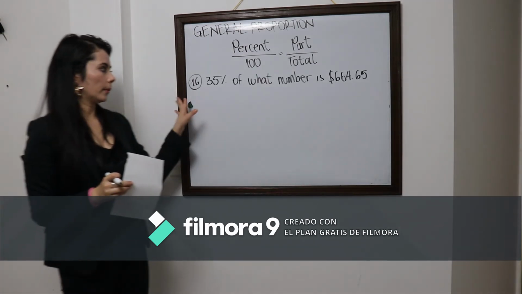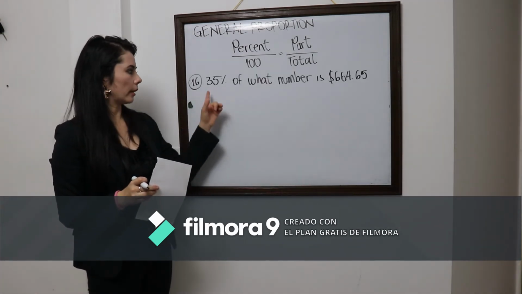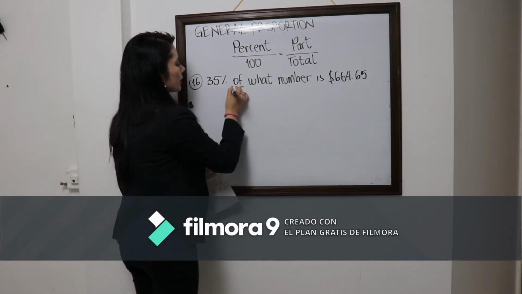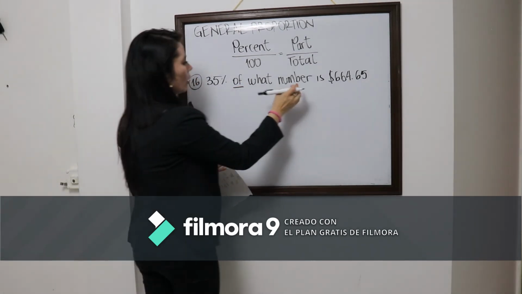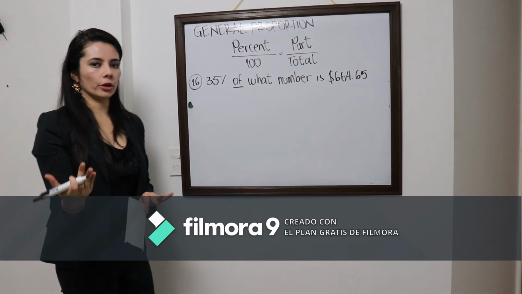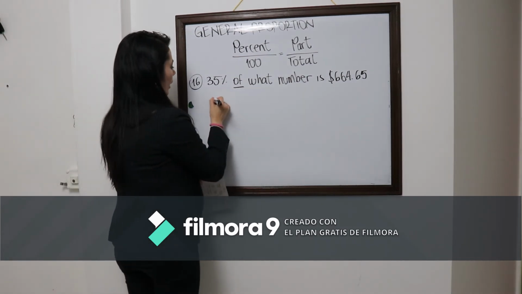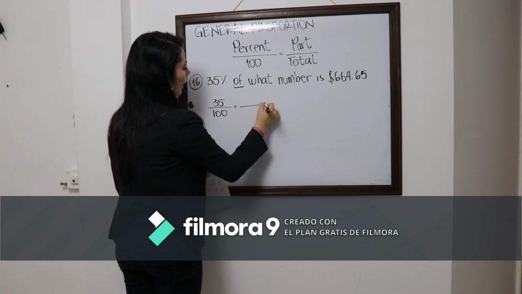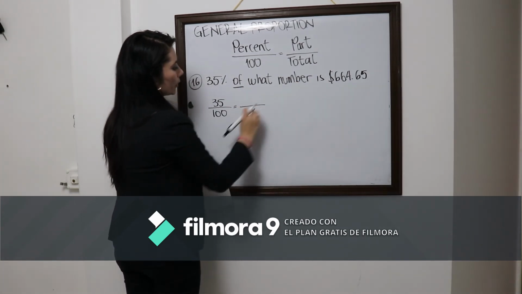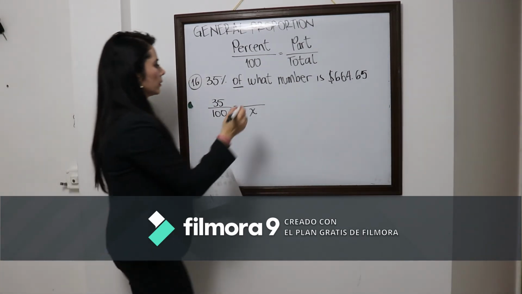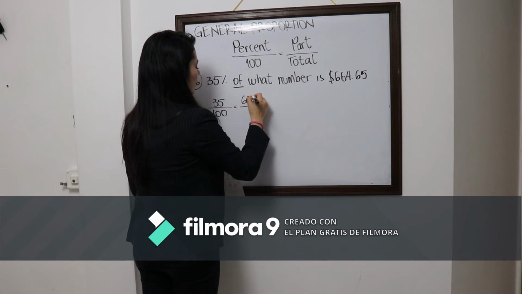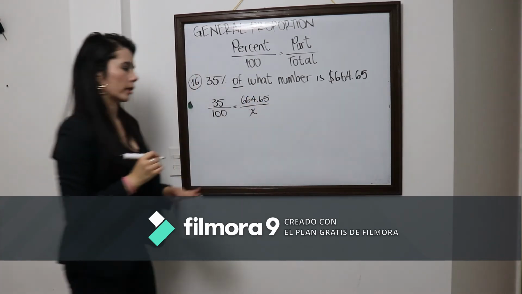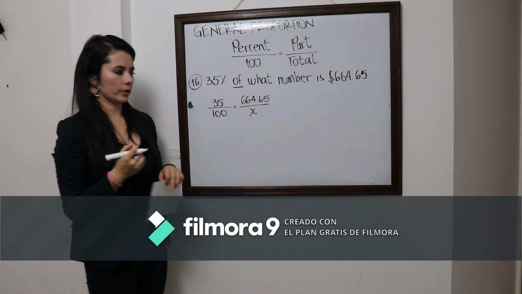Now let's work at number 16, which is 35% of what number? Now remember the word of, it's a keyword to tell me what is the total. So here, I don't know the total, that's gonna be my x. I know 35 is gonna be here with the 100. And then what number is going to be my total, which I don't know. And 664.65 is going to be the part that corresponds to the 35%.